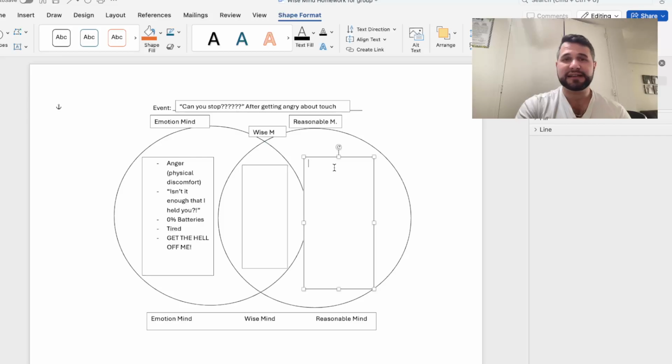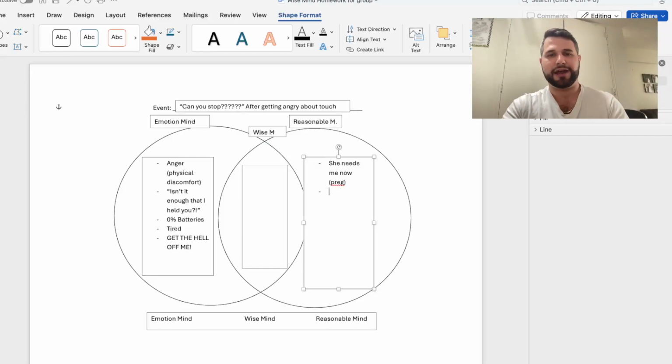Now, my reasonable mind didn't kick in much in that moment. I felt bad afterwards, but I started thinking about it today. And so I started to think, she needs me now that she's pregnant. You gotta try to understand her. And what else am I thinking? If you guys were here, you might help me out.